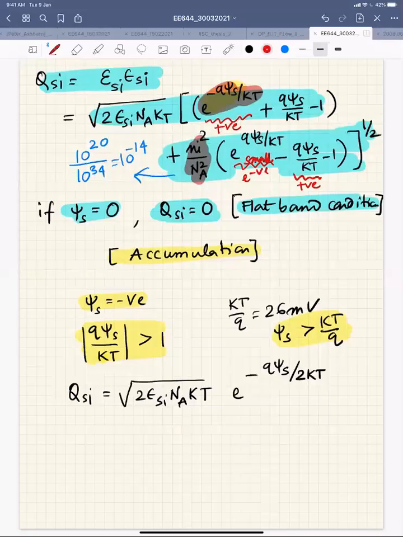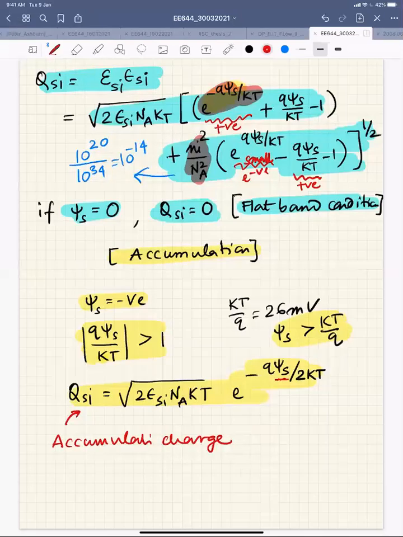So your q silicon you could approximate as only root over 2 epsilon Na kT into e to the minus q psi s by 2 kT. This is my accumulation charge, the charge in the silicon in accumulation. When the transistor is in accumulation, the charge in the silicon is exponentially dependent on the potential drop across silicon, psi s. So it is an exponential dependence.